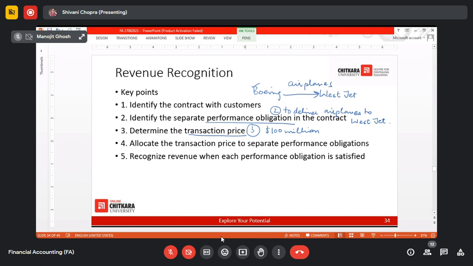Now the next point is allocate transaction price to separate performance obligation. In this context, we have only one performance obligation. In some cases, there can be a number of performance obligations. For example, if Boeing would have said that I would provide you airplanes, along with that, I would provide you the first service of those airplanes after 6 months. So the contract would not be complete till the 6 months. Okay, so here in this case, we have only one performance obligation.